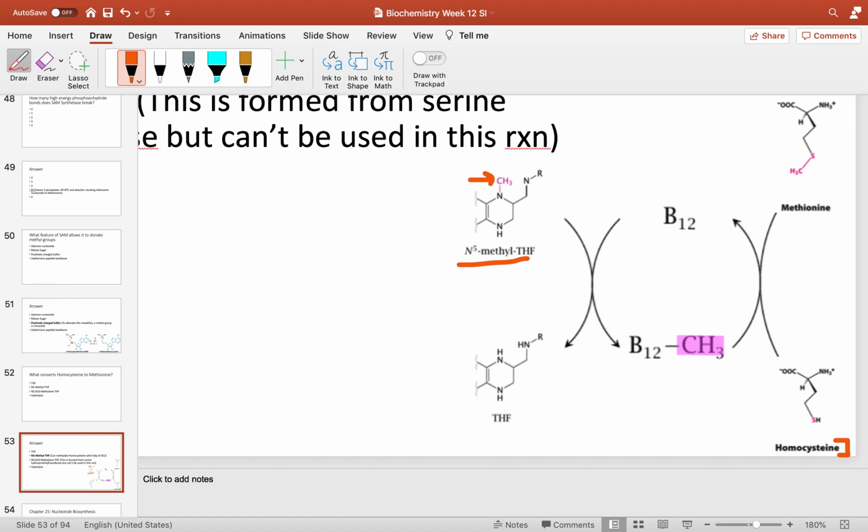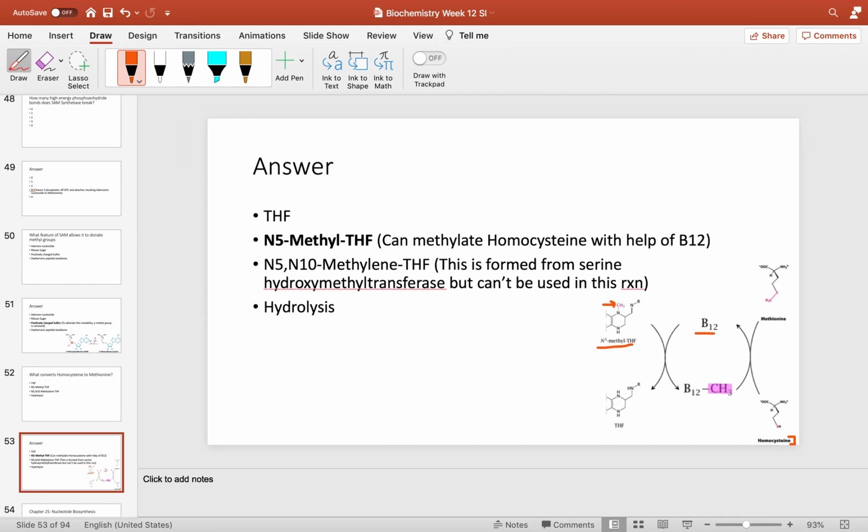So we actually need to convert that methylene, that CH2 form, into the CH3 form, which can then do a vitamin B12 dependent methylation reaction on homocysteine to produce methionine. So yeah, in this case, you need the methyl form.